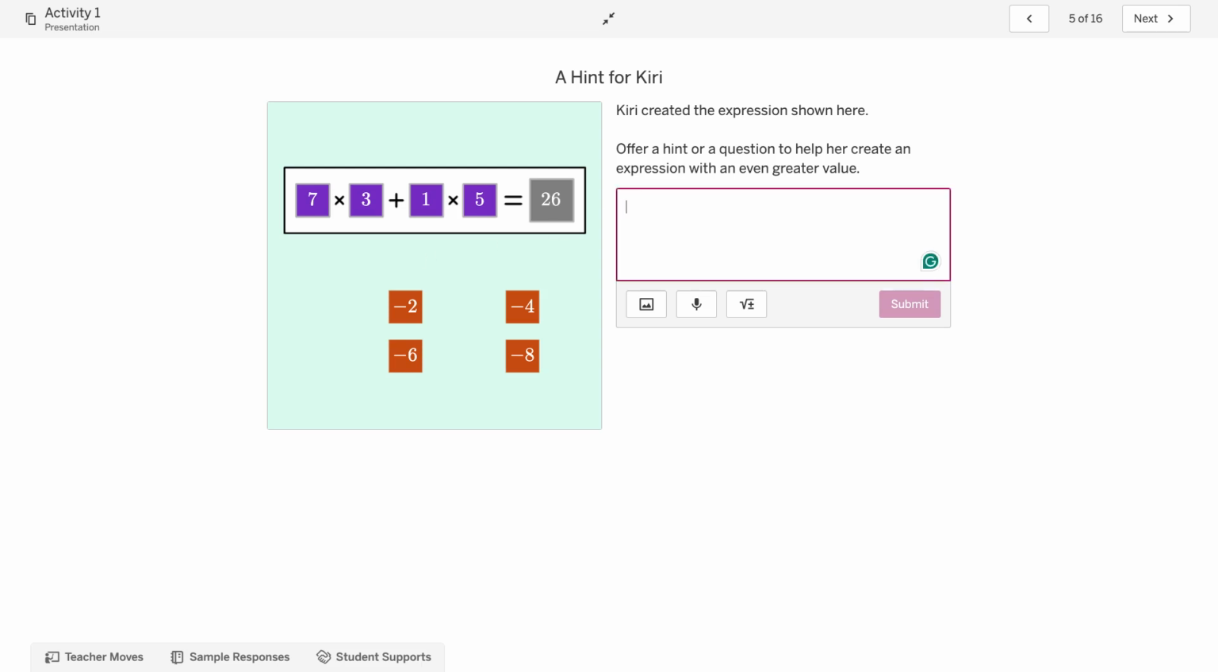Why not use the negatives? Because a negative times a negative will give you a positive answer.